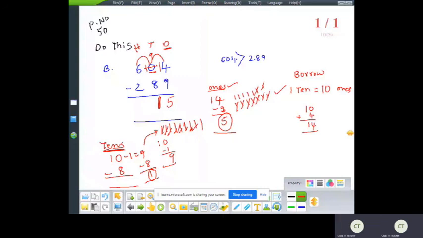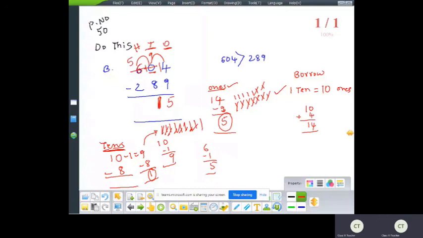In the hundreds, 6 and 2 are there. From 6, we already took 1 for tens. 6 minus 1 is 5. This is 5.